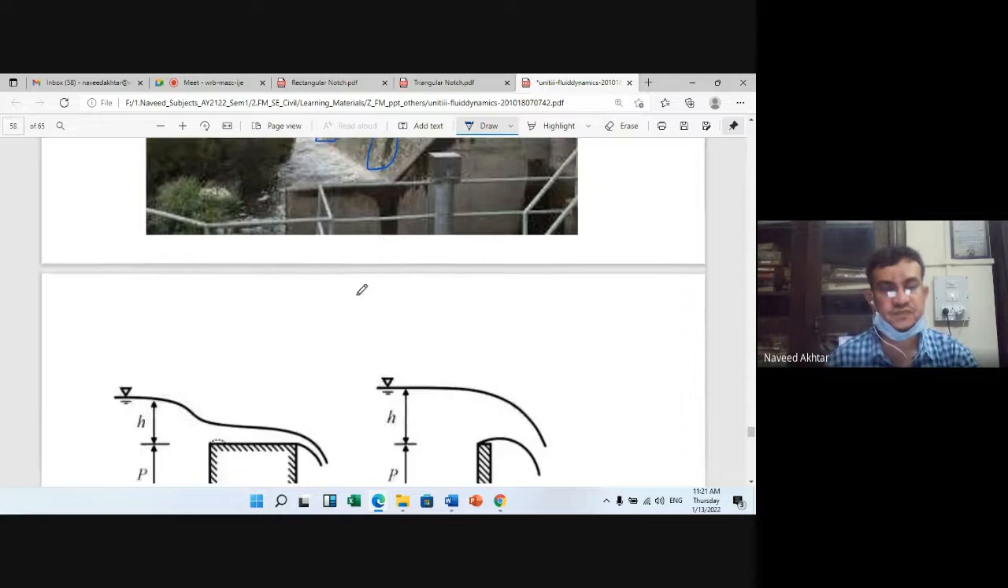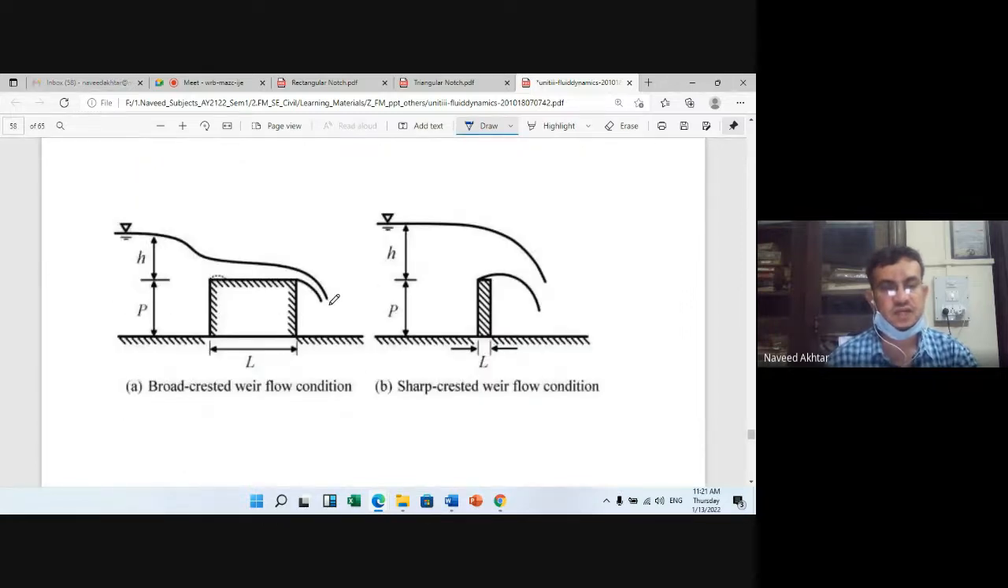Okay. So here you can see the broad crested weir. This is the broad crested weir, and here you can see the sharp crested weir. This is based on the length of the weir.